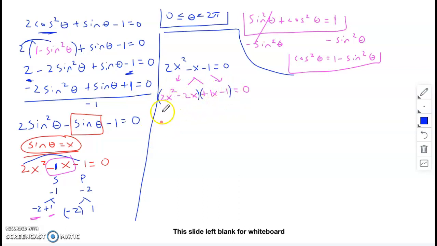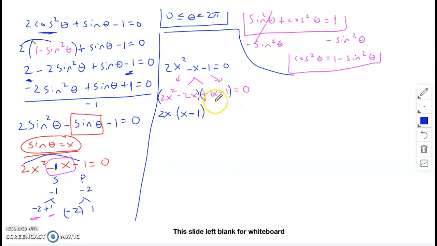My common factor here is 2. The 2 is in both. And the x, I use the x with the lowest exponent, which is the first power. I take my first term, 2x squared divided by 2x. The 2's cancel. X squared divided by x gives me an x. Minus 2x divided by 2x is the same thing. It's equal to 1.